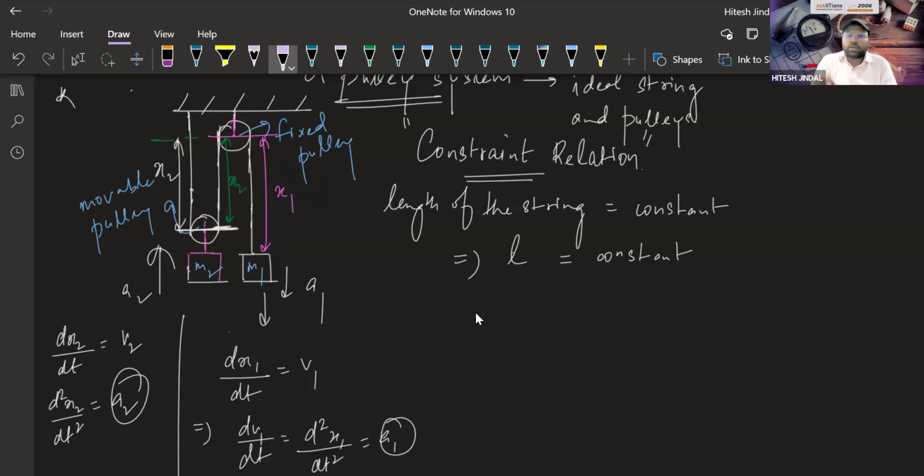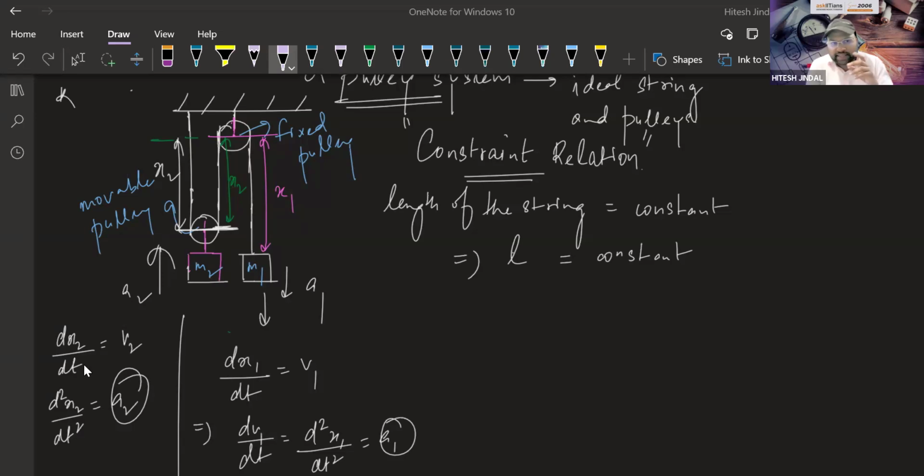Acha, one more thing you just tell me. Yes, Sukruti, it will be dt2, right? That's what I think I've written. No, d2 x2 by dt2. That's what I've written. x2 is this length, right?